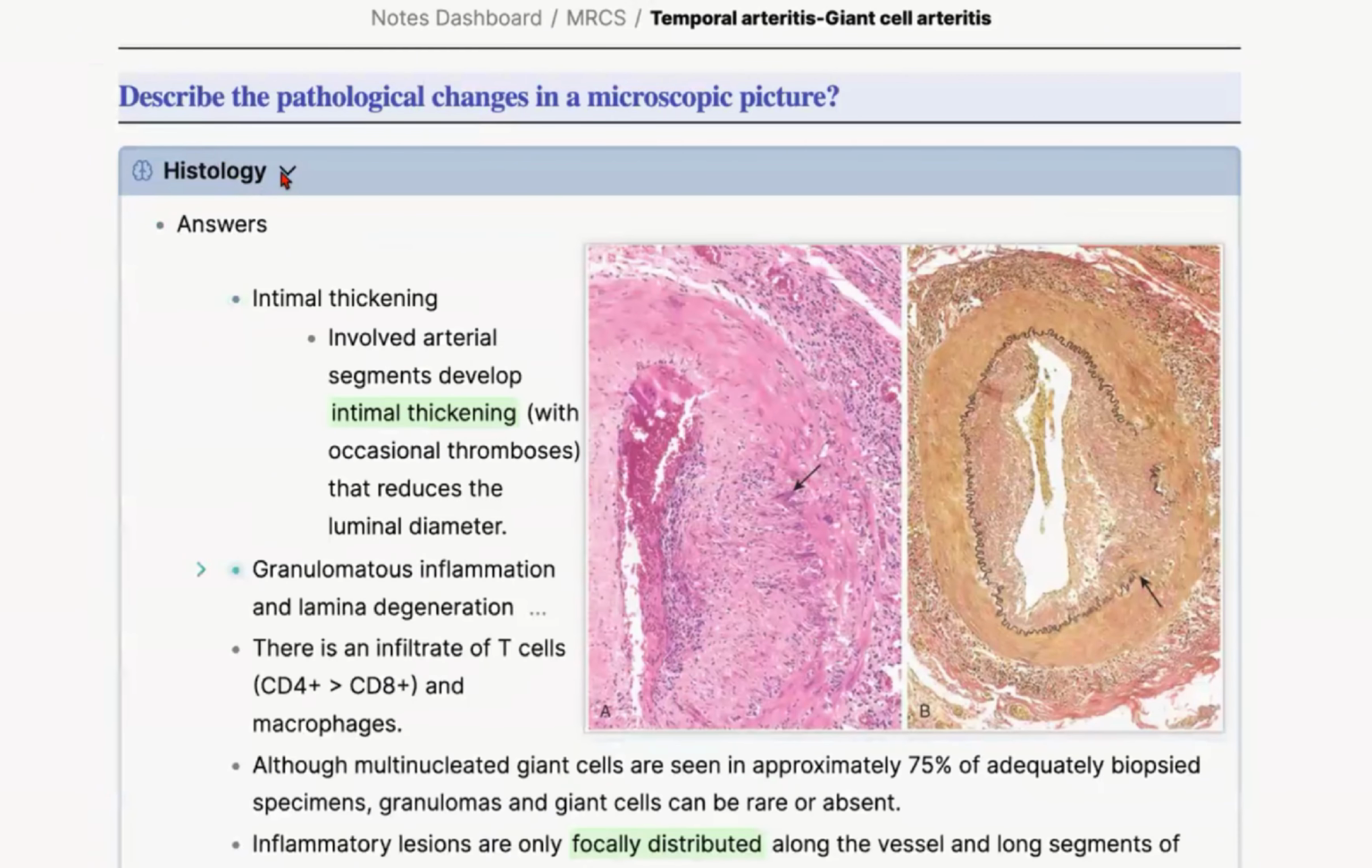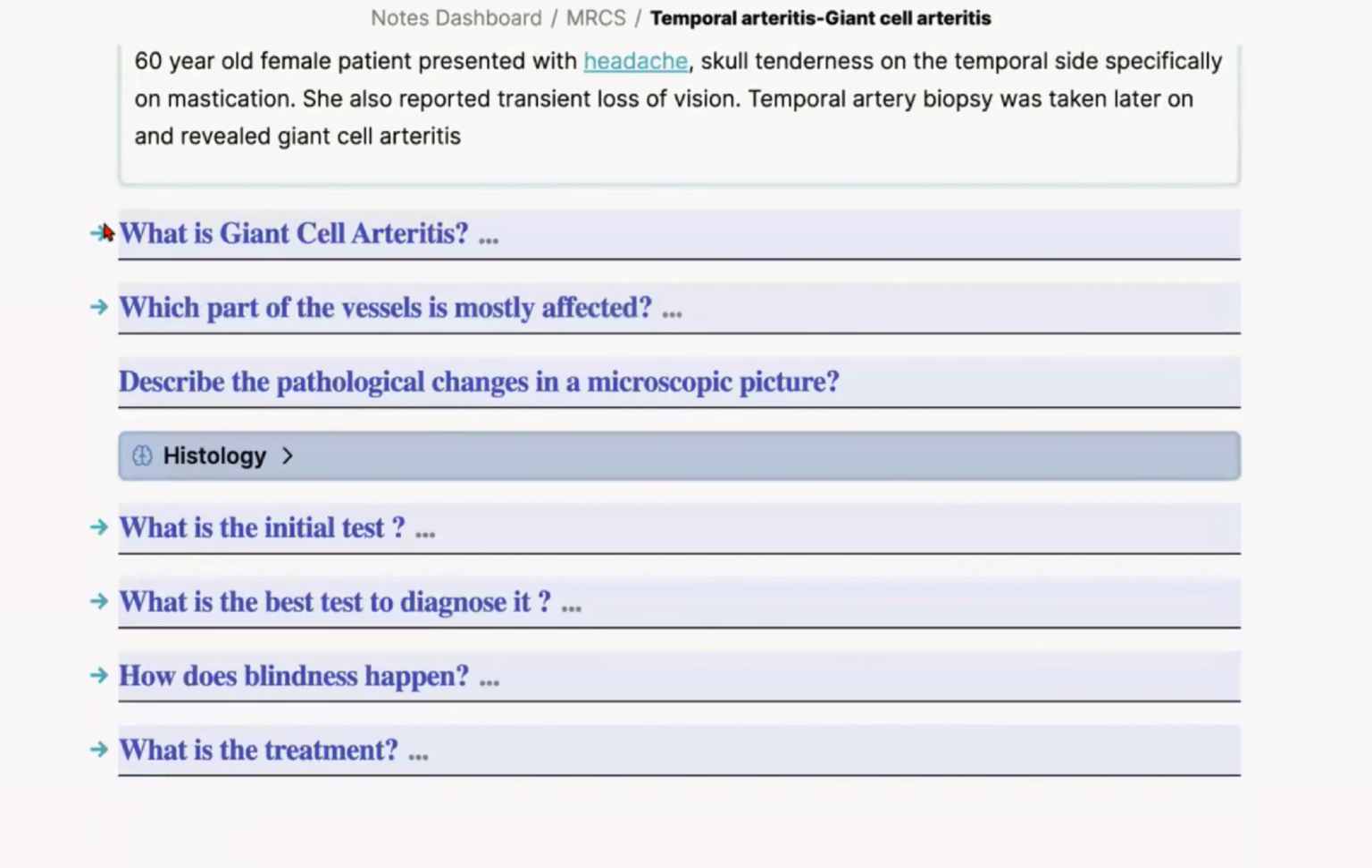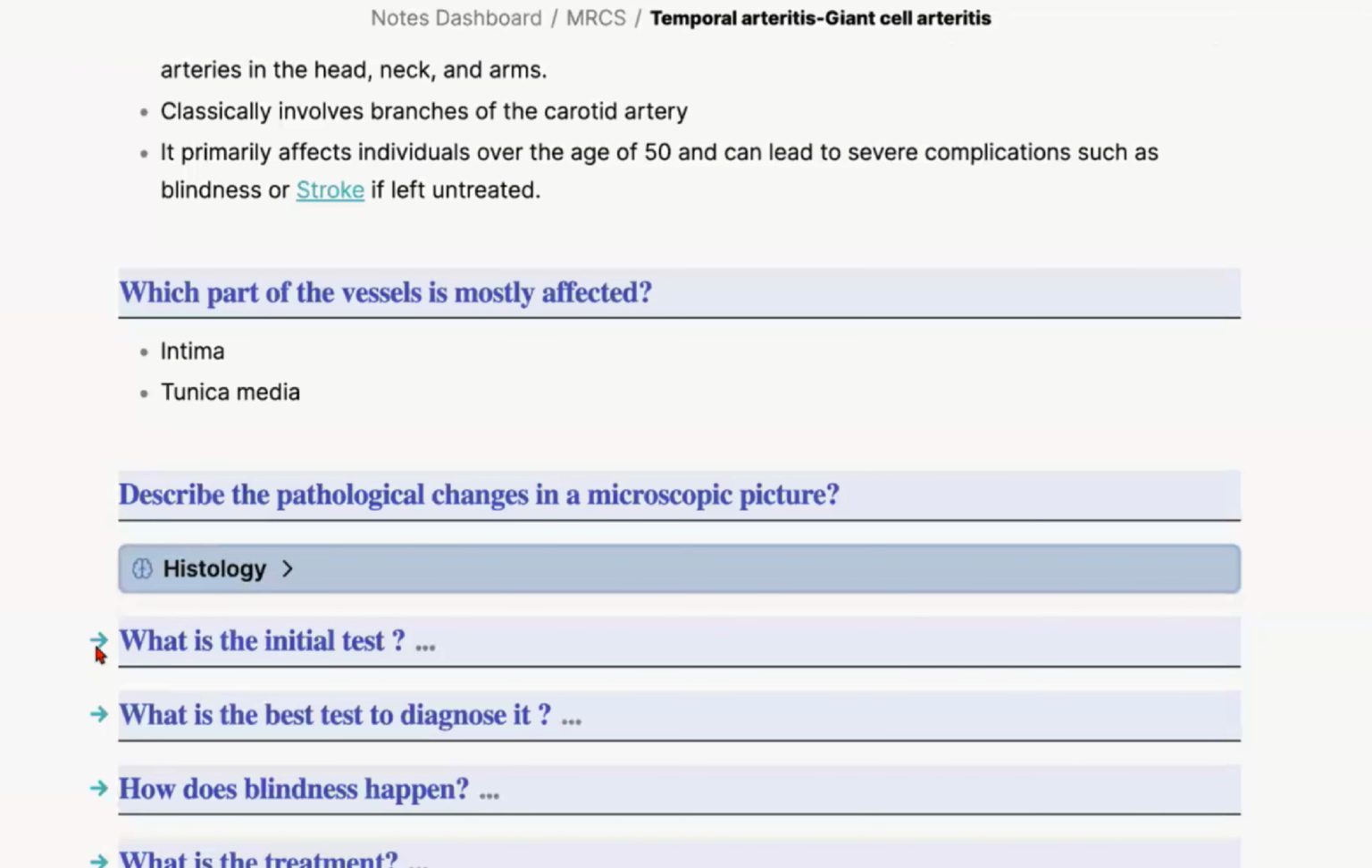We're going to come to this. I'm just going to leave that question for now. What's the initial test that should have been done in this patient? Is ESR. What is ESR?